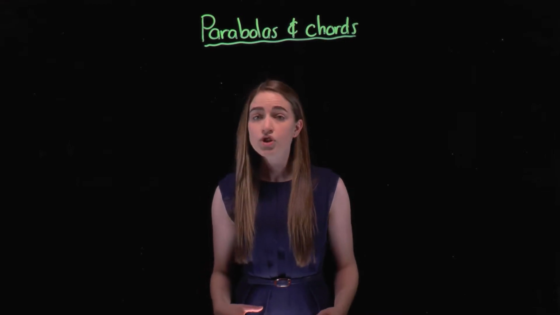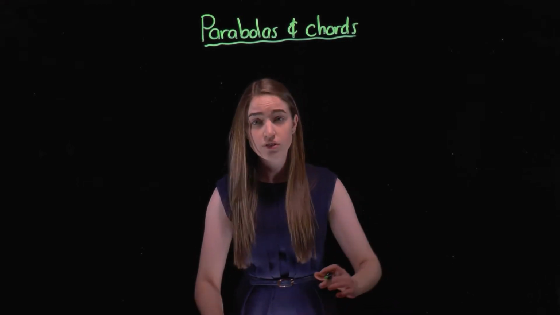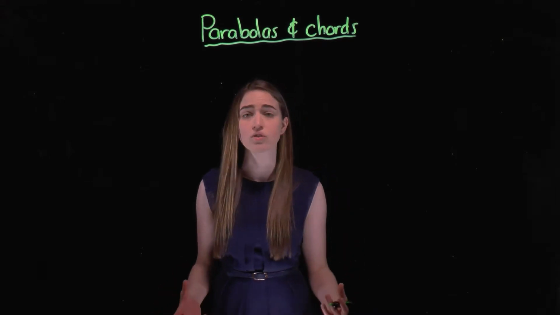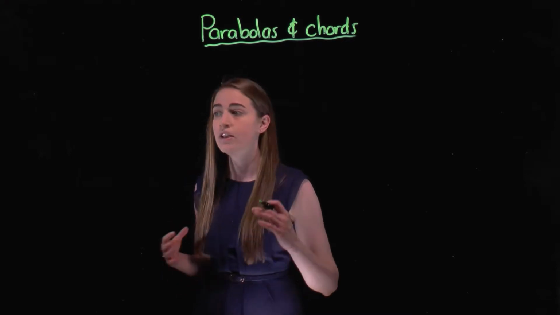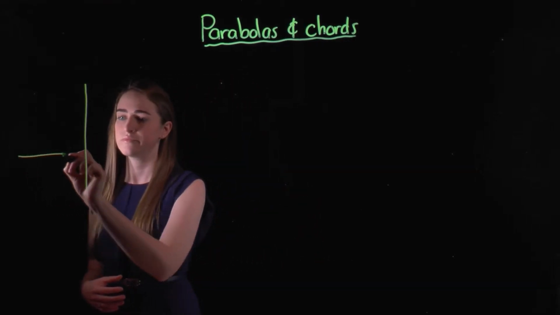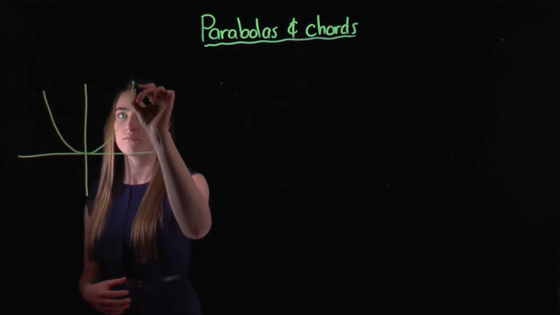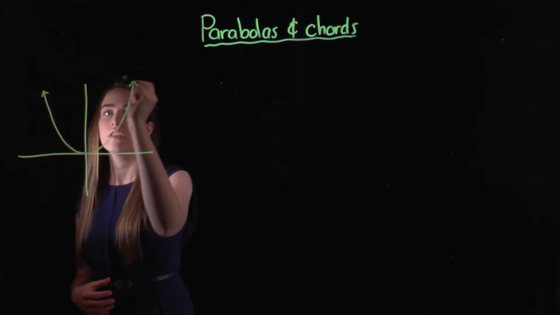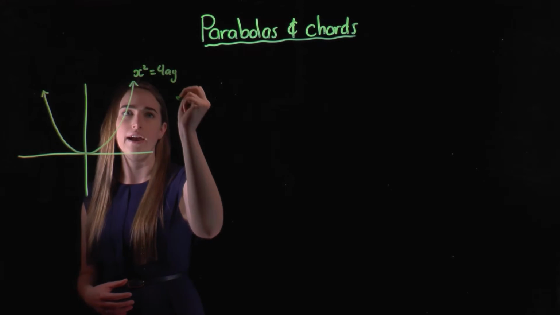All right, the next thing I want to show you to do with chords is something called the chord of contact. So to do this, I want to first show you what a chord of contact is, and then we can have a look at its equation and some of its properties. So a chord of contact, if we have a parabola, so it's got equation x squared equals 4ay.